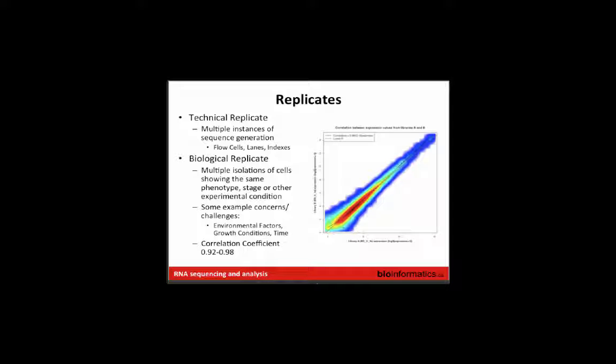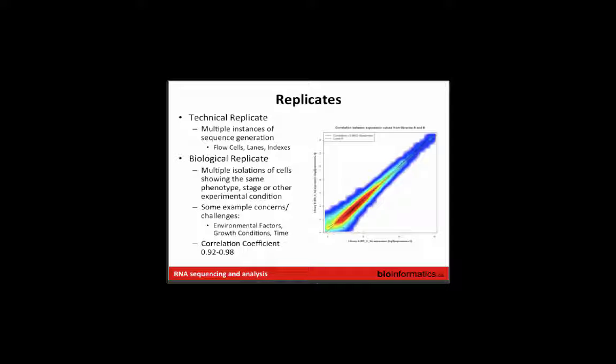Right. So that should help you detect things like a different operator making a library a different way, making a mistake, or batches of reagent, enzymes, and so forth that vary over time, these kinds of things.